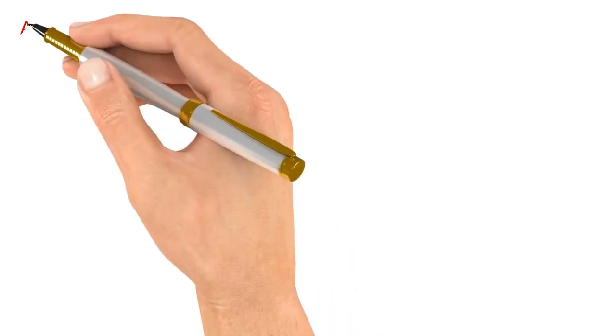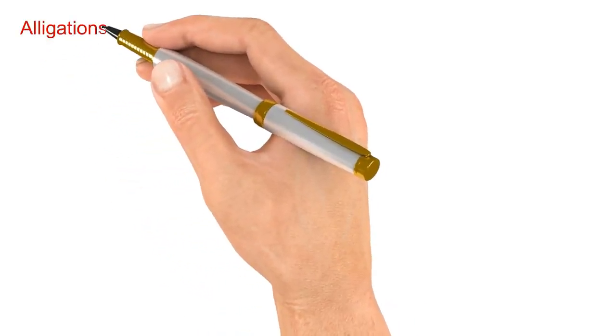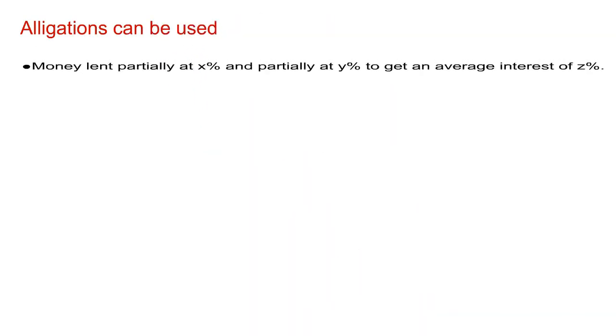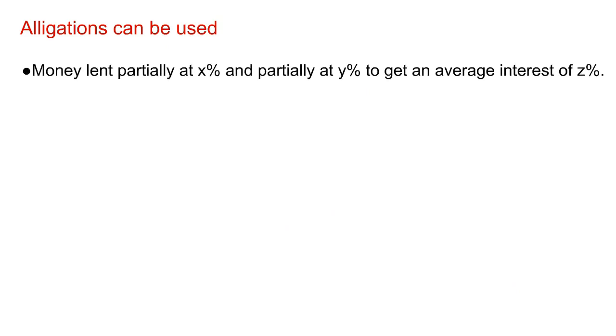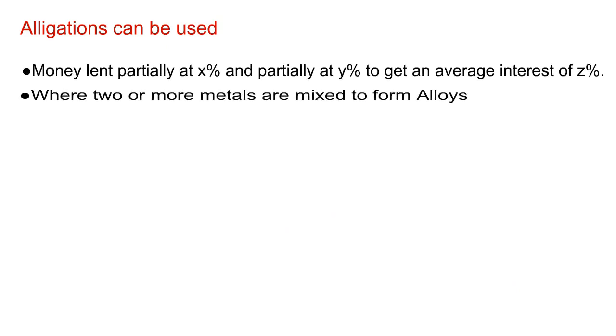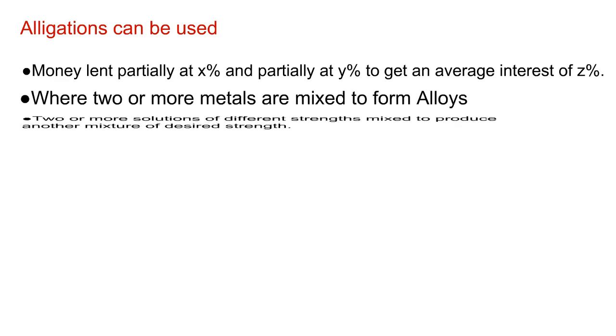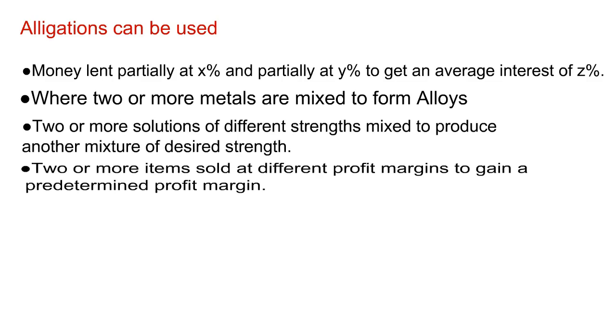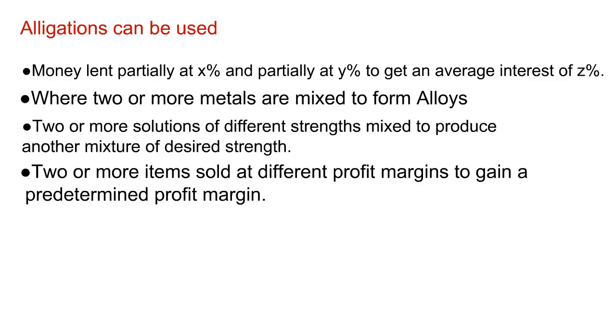The same thing. So alligation can be used as a shortcut method to solve problems on percentages, that is, money lent partly at X percentage and partly at Y percentage, and what is the interest; and when you mix two or more metals to form alloys, what is the ratio in which two metals can be mixed; and two different types of ingredients being mixed to gain a profit. For all these problems we'll use alligation. To understand alligation properly, one must understand ratios really well.